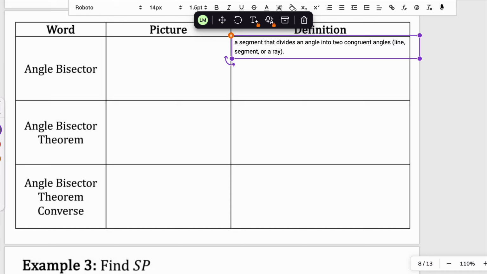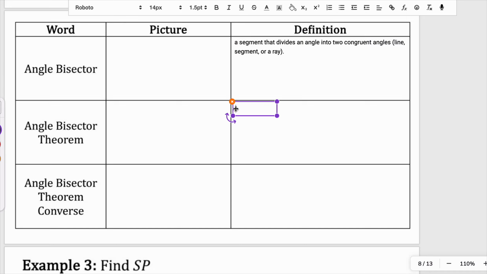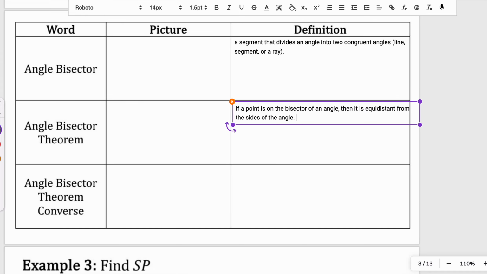Okay, this is like a review. You should know what an angle bisector is at this point if you've been following my course at all. Angle bisector theorem: if a point is on the bisector of an angle, then it is, here it is, equidistant from the sides of the angle.